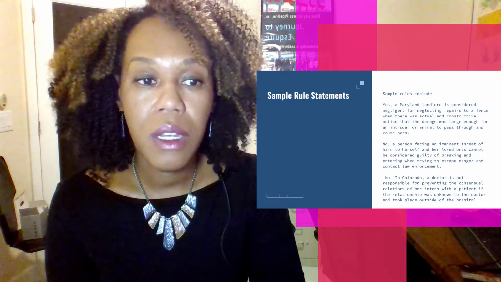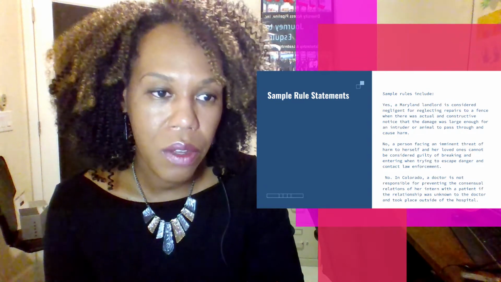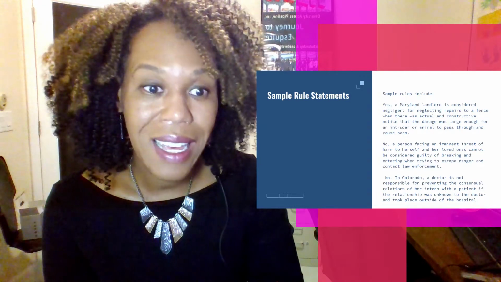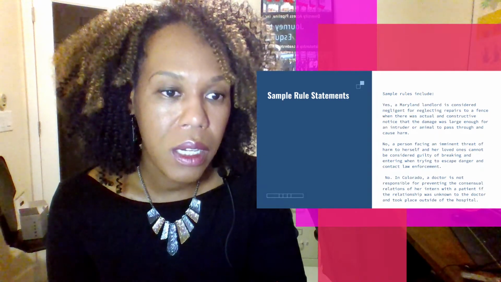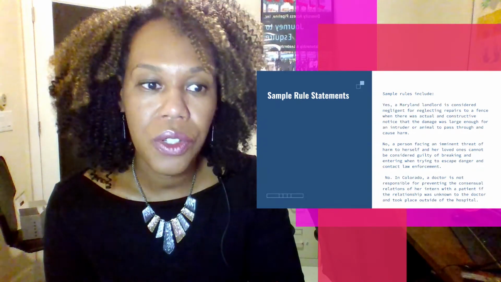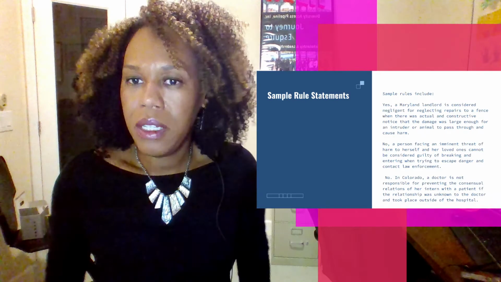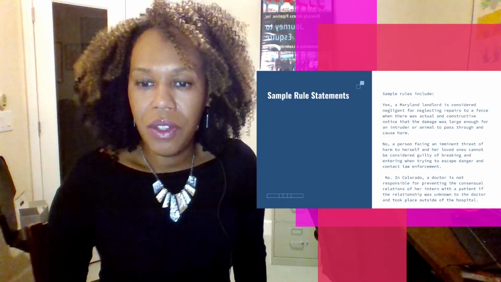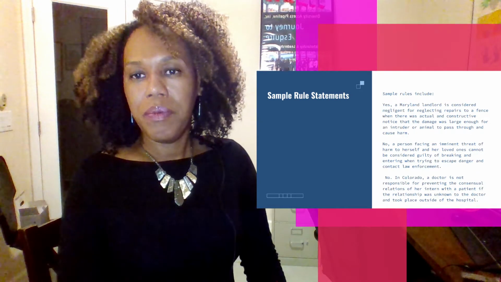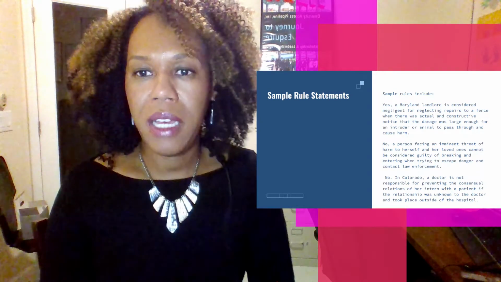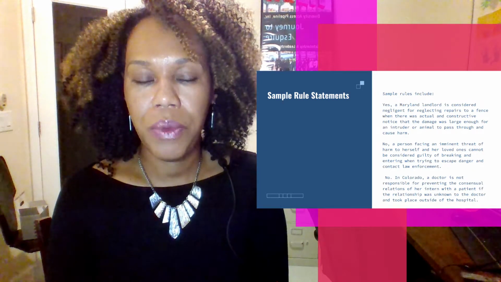Here's the second one. No, a person facing an imminent threat of harm to herself and her loved ones cannot be considered guilty of breaking and entering when trying to escape danger and contact law enforcement. So we know, if you've studied burglary, breaking and entering someone else's home is usually at nighttime, etc. Some form of burglary or trespass. But it sounds like here the rule is showing an exception to that rule.